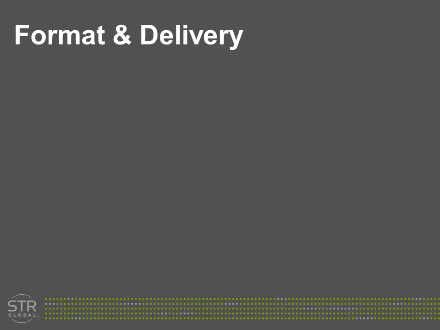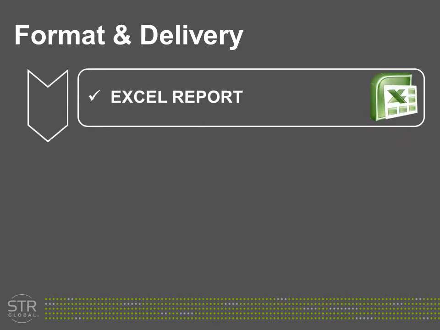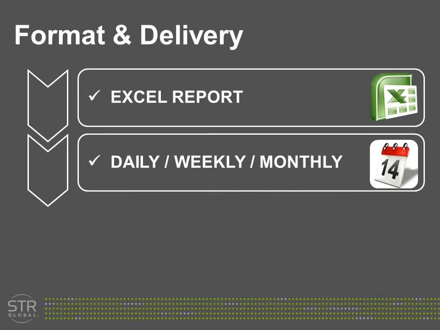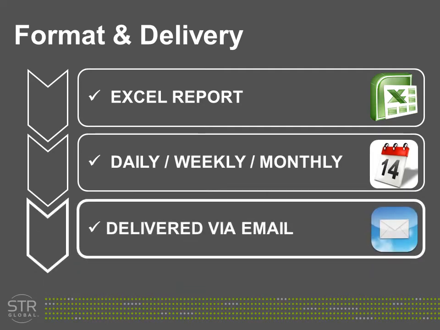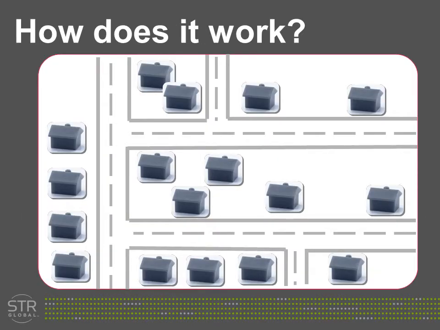Format and delivery. The STAR report is an Excel document which is delivered daily, weekly, and monthly via email. So how does it work? Let's assume that this map represents my city or region. My hotel in this case is represented by the red house.